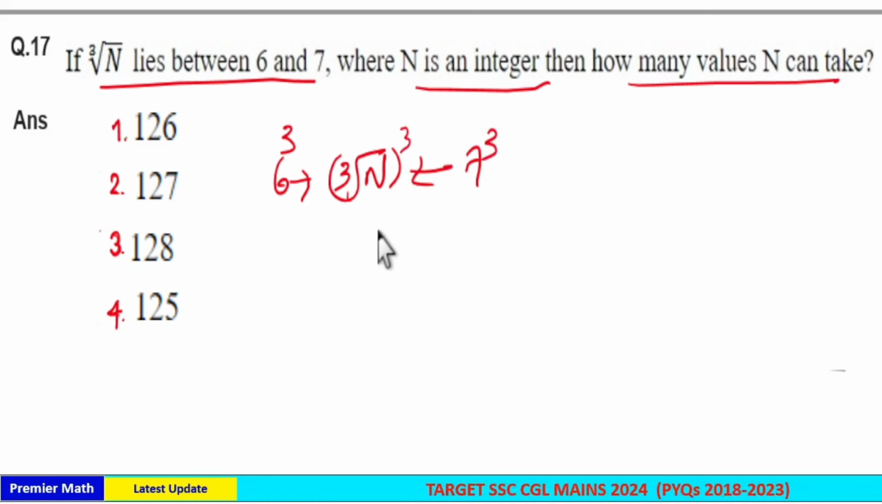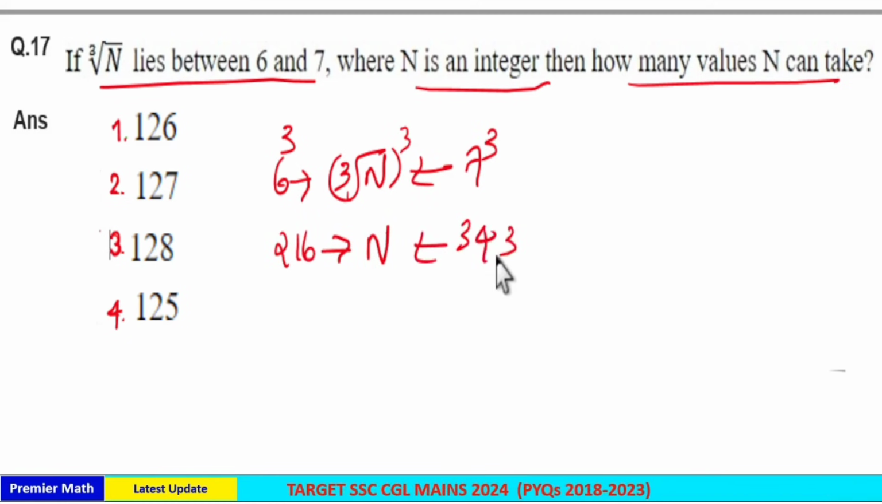Cube root n the whole cube is equal to n. Now n lies between 6 cube, which is 216, and 7 cube, which is 343. So n lies between 216 and 343. So all the integers lying between 216 and 343 have cube root between 6 and 7.